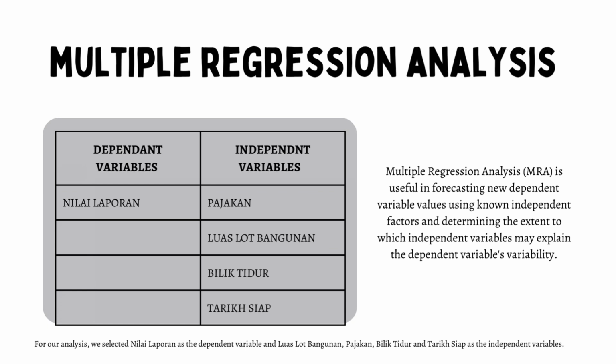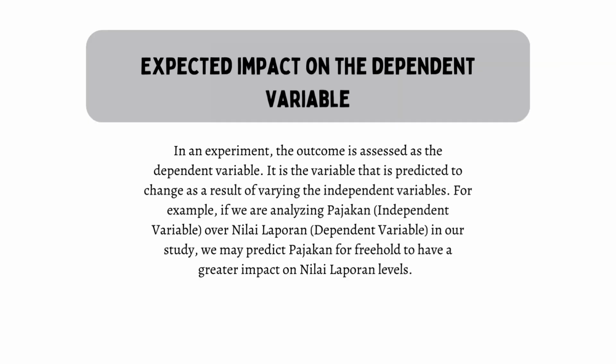MRA is useful in forecasting the dependent variable value using independent factors and determining the extent to which independent variables may explain the dependent variable's variability. For our analysis, we select nilai laporan as our dependent variable while luas lot bangunan, pajakan, bilik tidur and tarikh siap are our independent variables. This is the second part of MRA, which is the expected impact on the dependent variable.